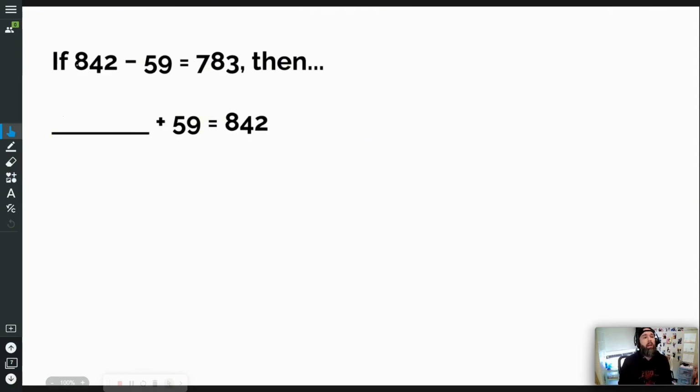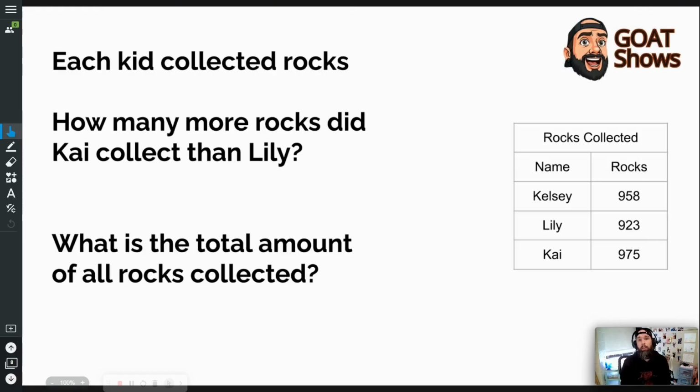Let's try another. If 842 minus 59 is 783, then what plus 59 is 842? Well, if I took away 59 from 842 and got that 783, then adding 783 to 59 gets me back to my 842. Okay? So that's one type of problem that you're going to see when you deal with addition and subtraction problems in third grade.